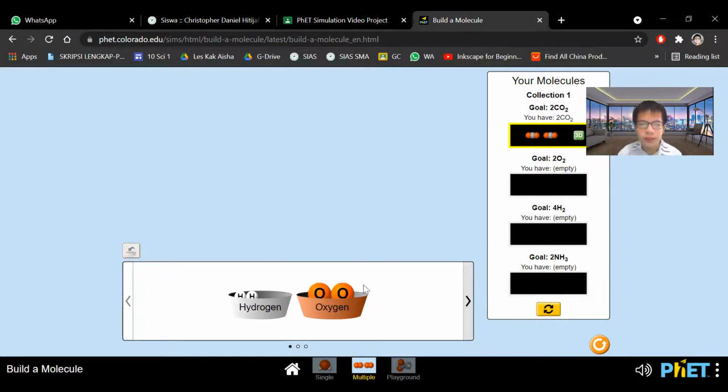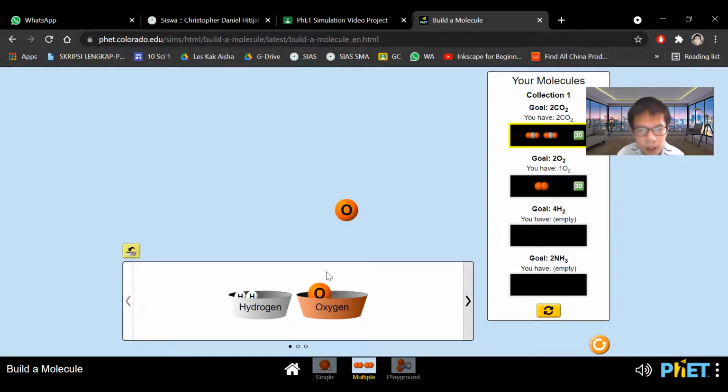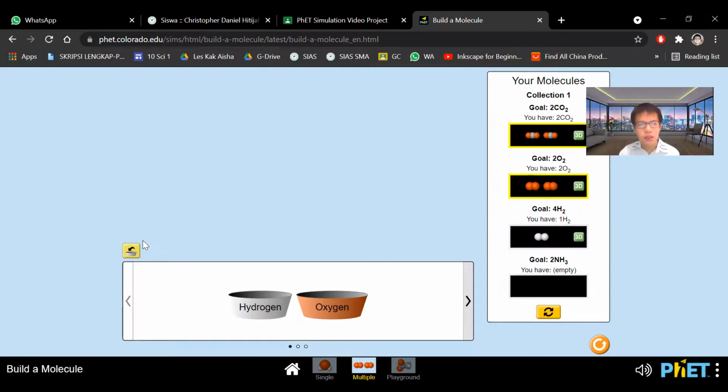Next, we go to molecular oxygen. It requires 2 molecular oxygen. First we take oxygen 1 and 2 and put them in the black box. If it is empty, we can refill again. Then we put them in the black box. That is the second goal of the collection. Next, 4 molecular hydrogen. We make each one, put it in the black box and refill again, until we have 4. That's the third goal of the collection.